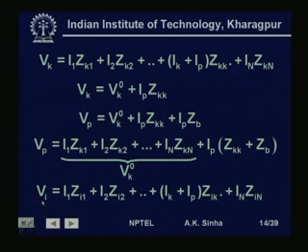Similarly, we can write down the voltage at any other bus i as I1 into Zi1 plus I2 into Zi2 plus up to, now the current at kth bus is Ik plus Ip. So, Ik plus Ip into Zik plus up to In Zin. So, this is the way we can write down the voltage at any other bus.